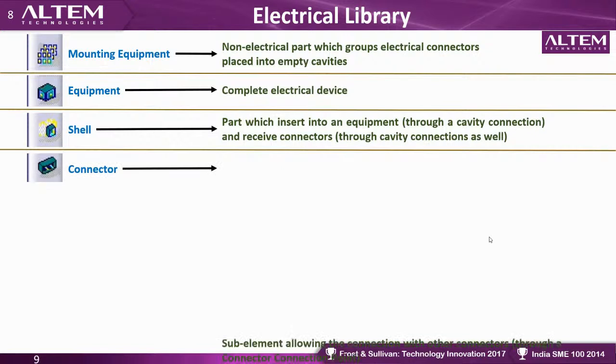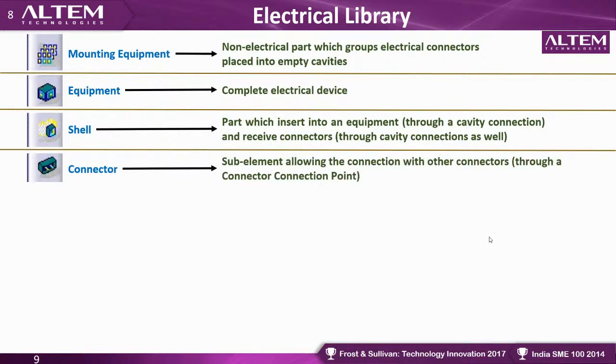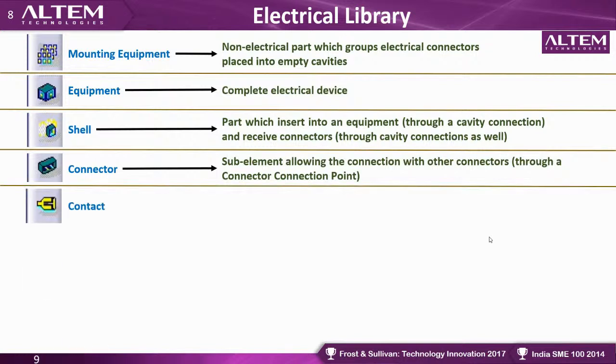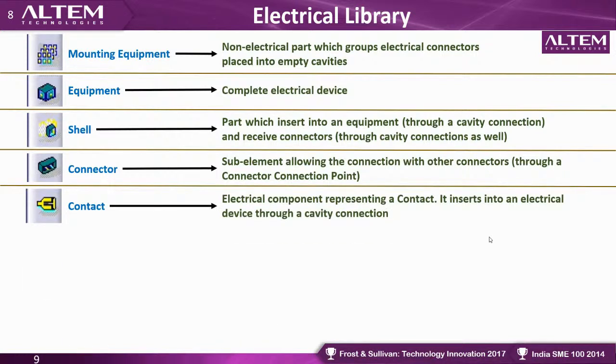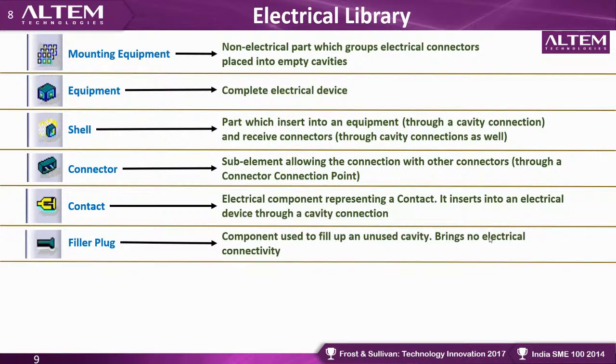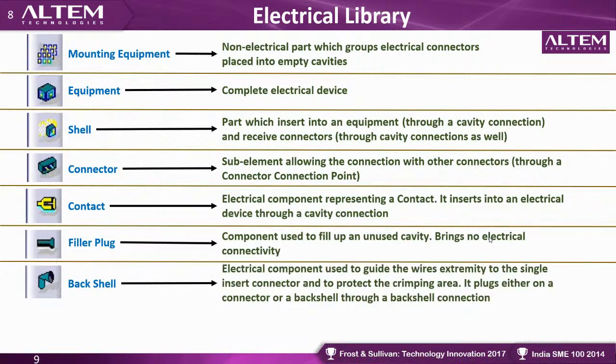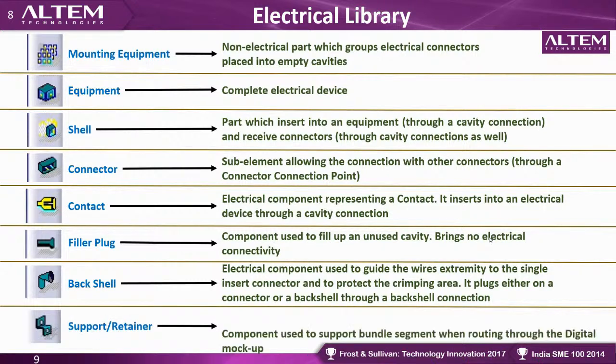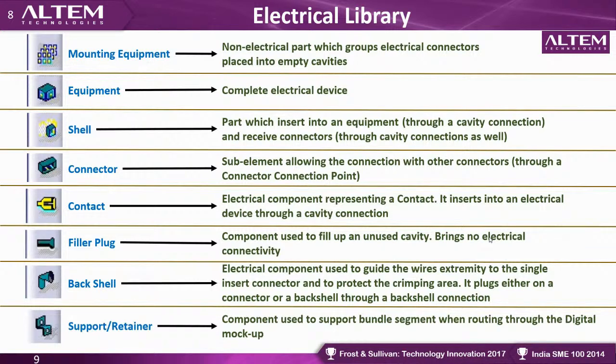Then we will have connectors, which is a sub-element for the connection with other connectors. Then we will have contact. Then we will have filler plug. Filler plug is a component used to fill up unused cavity. Then we will have a back shell. So back shell is a component which is used to guide the wire extremities, and there will be a support or retainer. So it is used to support the bundle segments. Whenever there are long sections, we will use supports to give strength and to support our bundle segment.